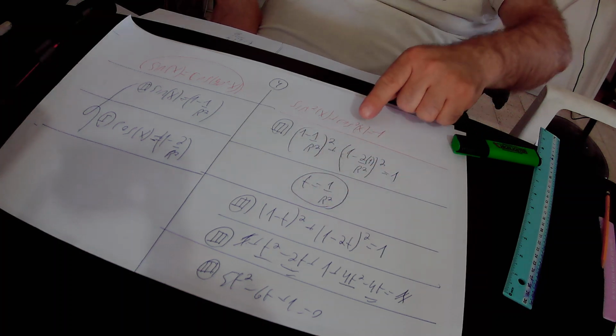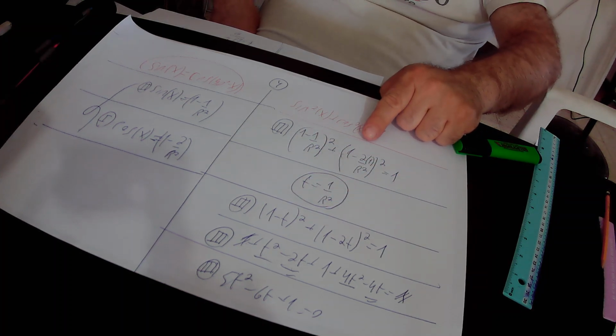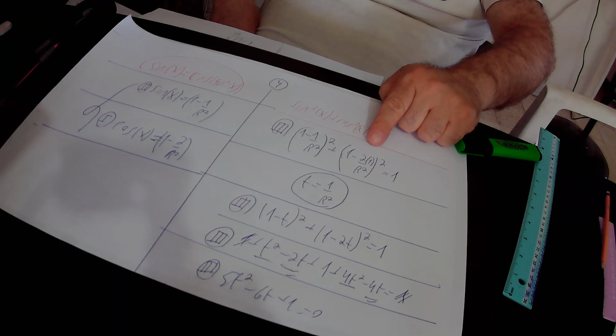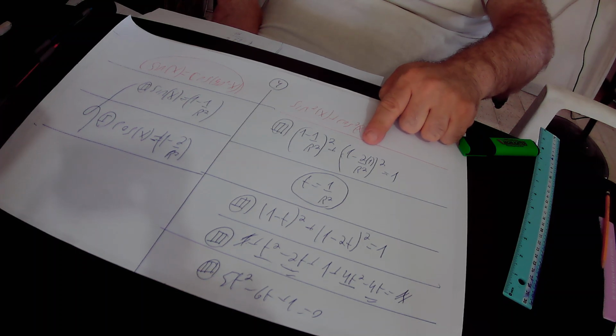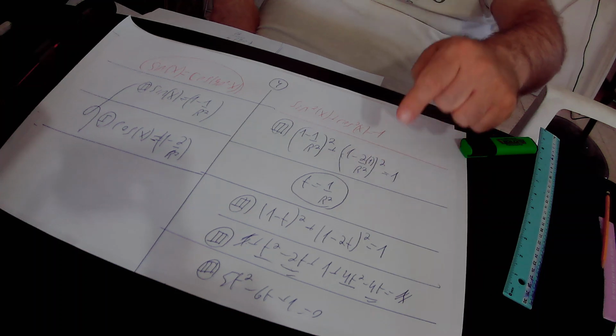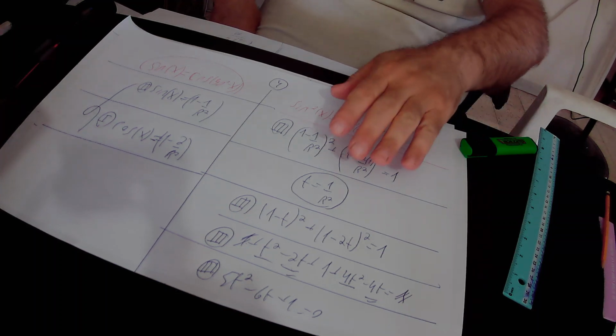And we also have here plus (1 minus 2 over R square) squared. This expression equals 1 minus 2 times 1 over R square. Now we substitute 1 over R square by t, so this expression will be equal to (1 minus 2t) squared in total. This whole expression, (1 minus t) squared plus (1 minus 2t) squared, equals 1.